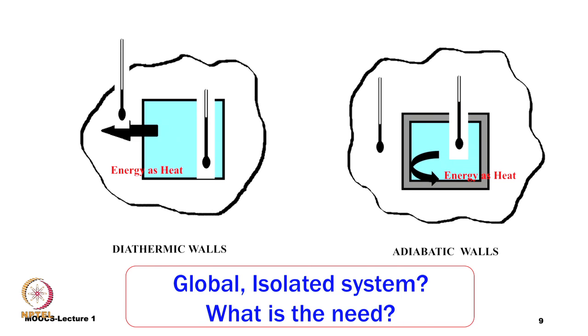If we look at some of the old books, those books have introduced another terminology, and that is called the global isolated system. What is the need of introducing another terminology, the global isolated system? The reason for introducing such a concept in some of the books has been the following.